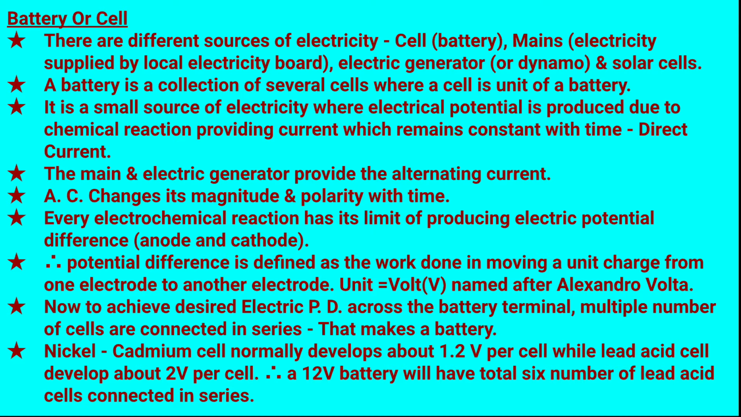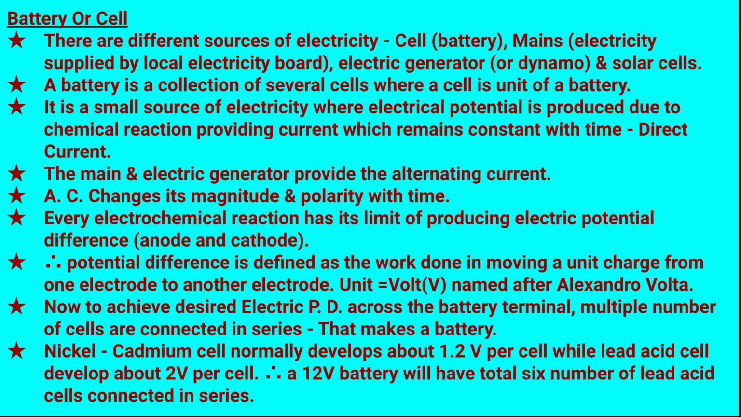Every electrochemical reaction has its limit of producing electric potential difference. Two electrodes are there, anode and cathode, and the potential difference is produced between them. What is potential difference? Potential difference is defined as the work done in moving a unit charge from one electrode to another. Its unit is volt, named after Alessandro Volta.